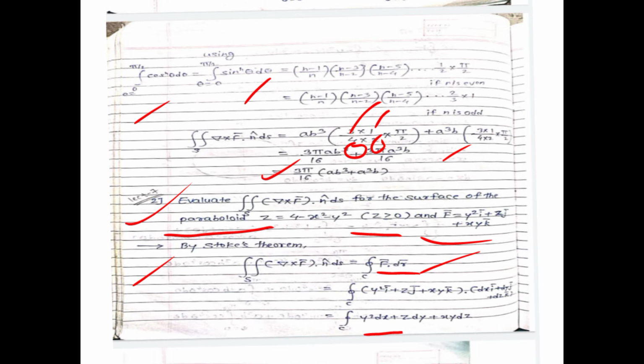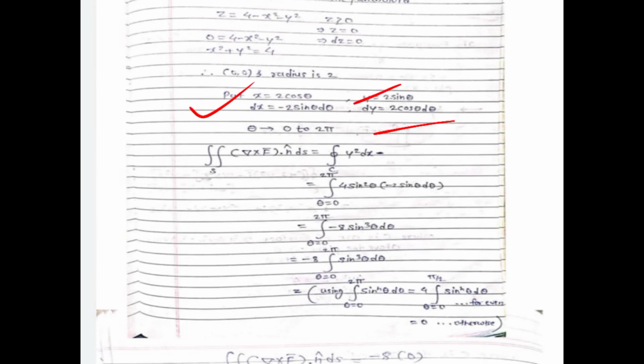So here in the RHS the value of z equals 0 and the value of dz equals 0. So only the closed integration over c of y square dx remains. So instead of y we have to put 2 sin theta. Here y square is given, so it will become 4 sin square theta. Similarly we have to put the value of dx, that is minus 2 sin theta d theta. After putting all the values and simplifying, we will get this form: minus 8, a constant which is taken out of the integral, times the integration of sin cube theta d theta.